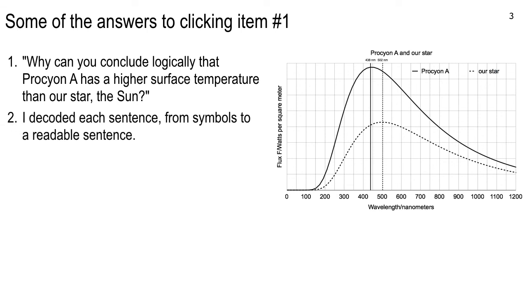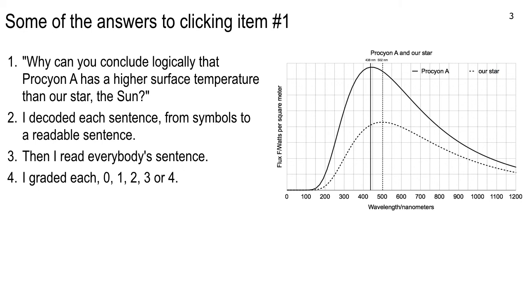How I do this: I decode each sentence from symbols into a readable sentence, and then I read everybody's sentence. So I had 270 sentences to read. Once I read it, I give it a grade from 0 to 4. I gave a lot of 4s yesterday, but some students got a 0, and some got a 1, a 2, and a 3. Not too many, but that's partial credit.